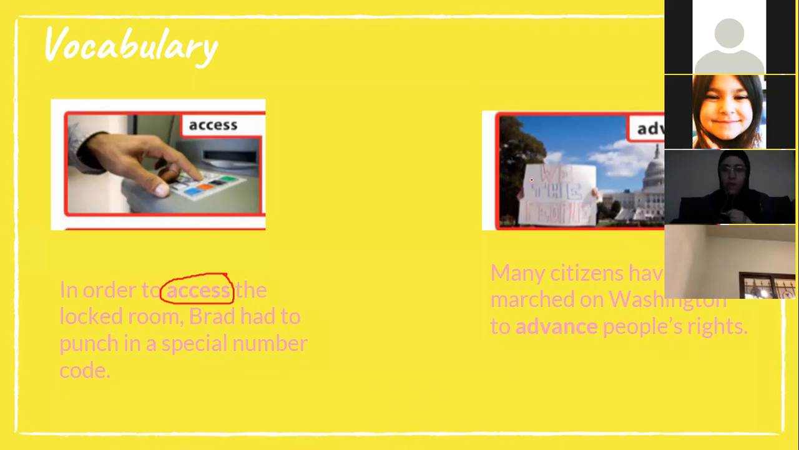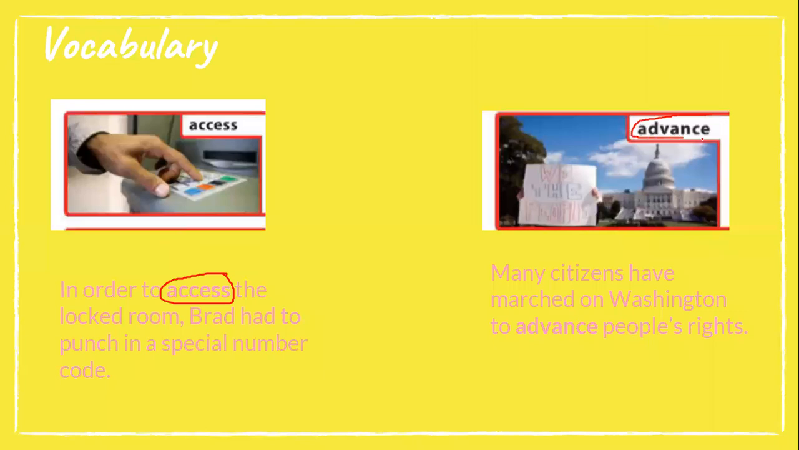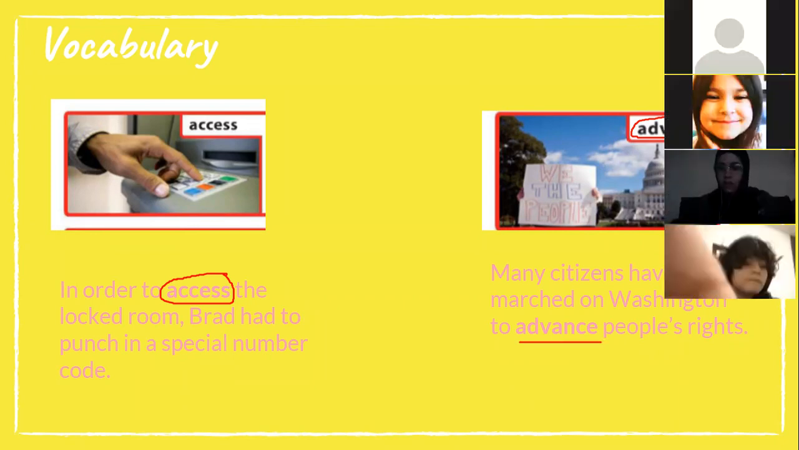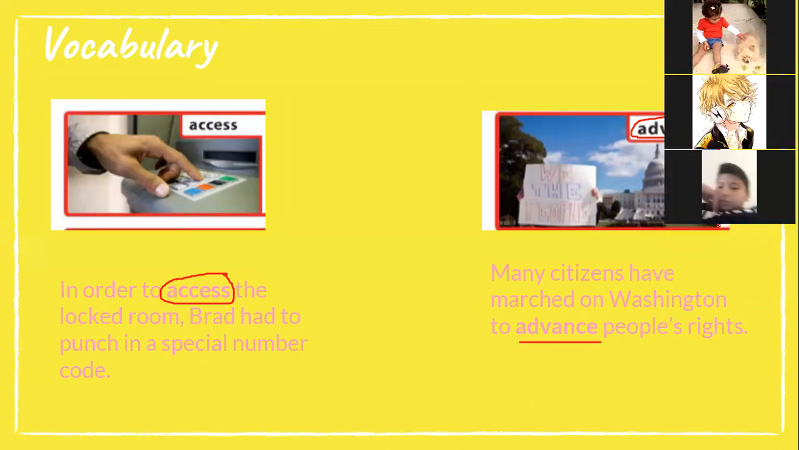The second word is advance. Advance. Many citizens have marched on Washington to advance people's rights. Just let me tell you something. Many citizens marched, we mean they protested. They marched on the streets. Why? They were asking to advance people's rights. So what do you mean by advance? Who wants to tell me?